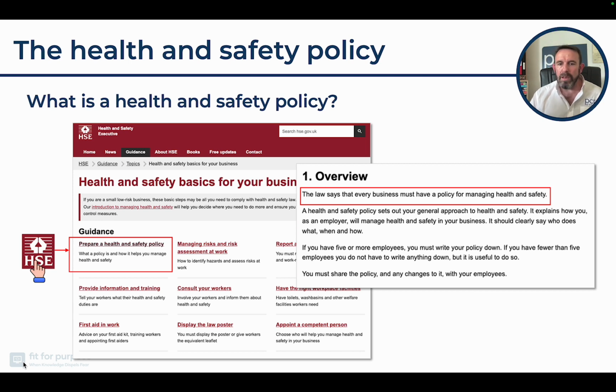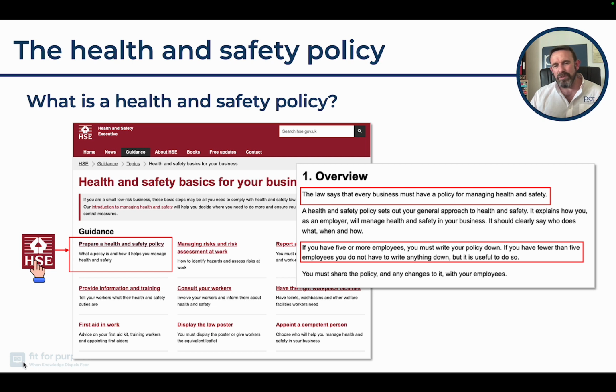Now, whilst that's every business, it's important to also know that if you have 5 or more employees, then that's got to be written down. So if we don't have 5 or more, then we don't have to write it down, but we do have to have a policy. So that's really important. And that actually tells us that we can have a policy even if it's not written down. So let's think about that.